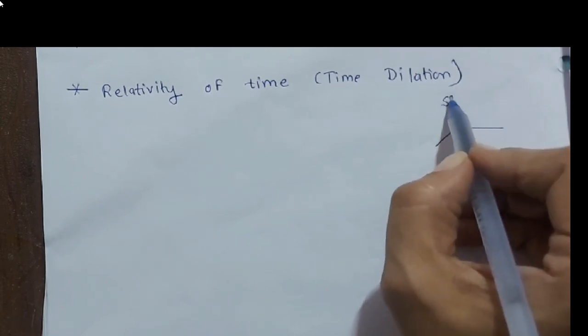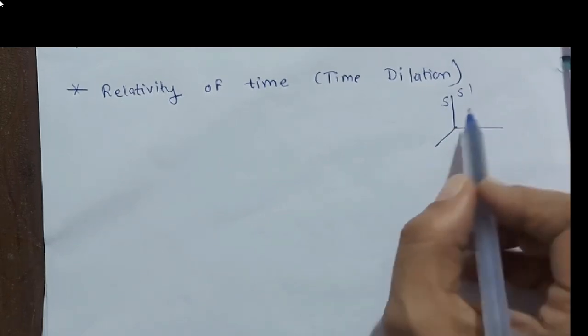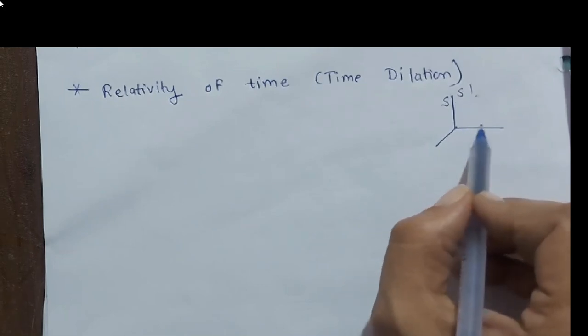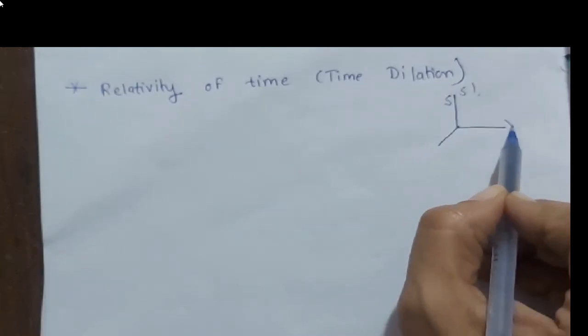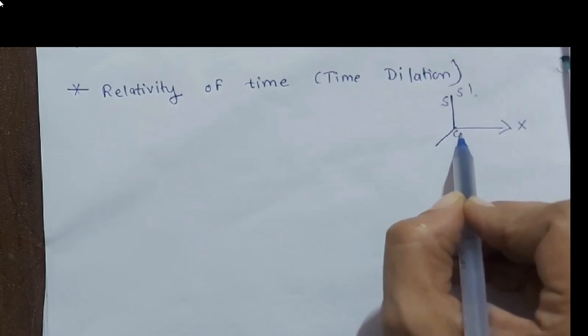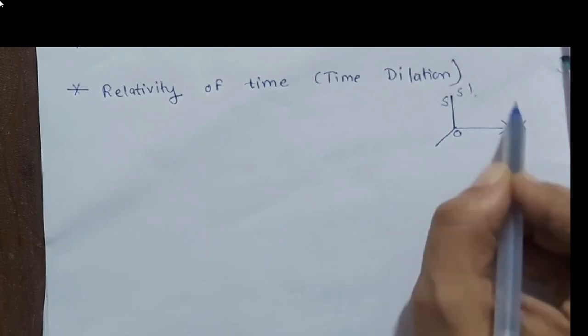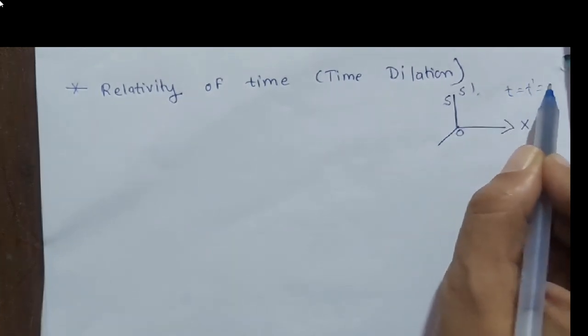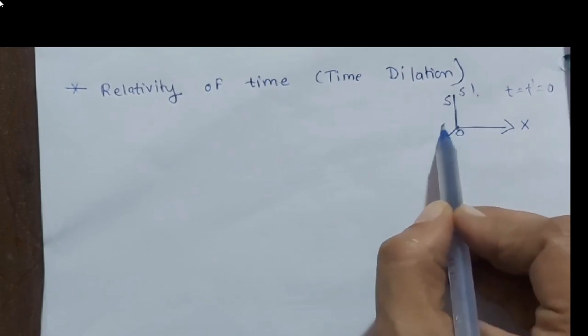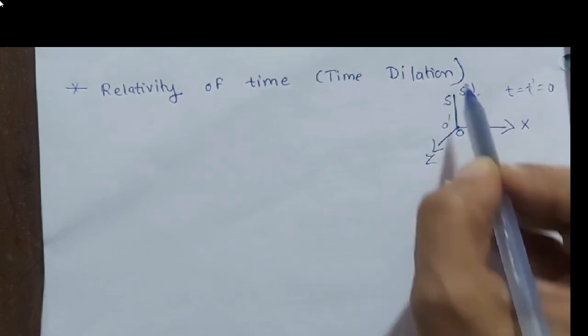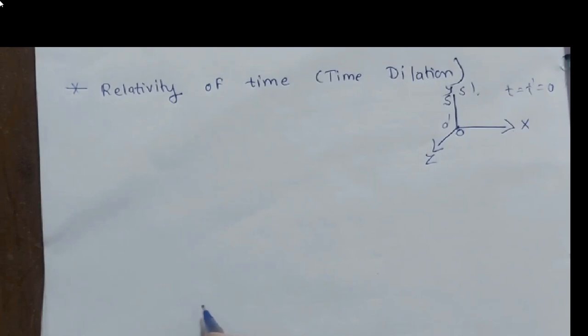Initially दोनों coincide करें. After some time, one frame, S dash frame, is moving with velocity v along the x direction, and this is origin. This is at t is equal to t dash is equal to 0. Both O and O dash, they are coinciding. This is z axis, this is y axis.